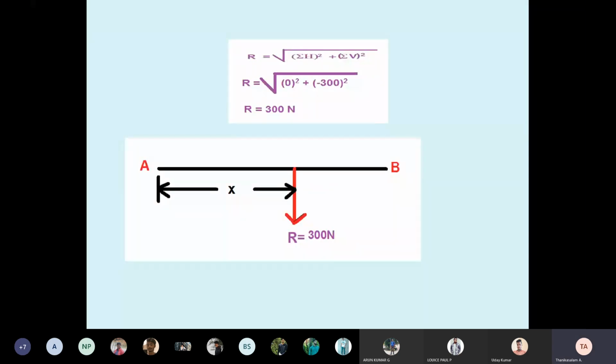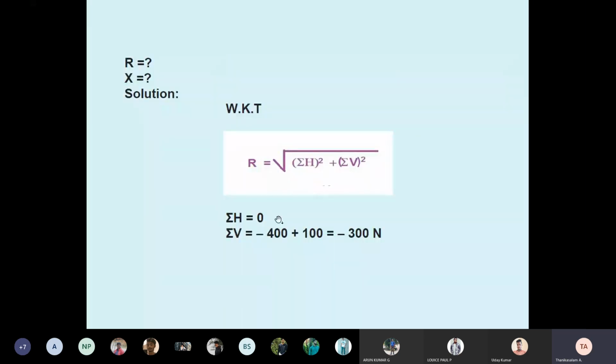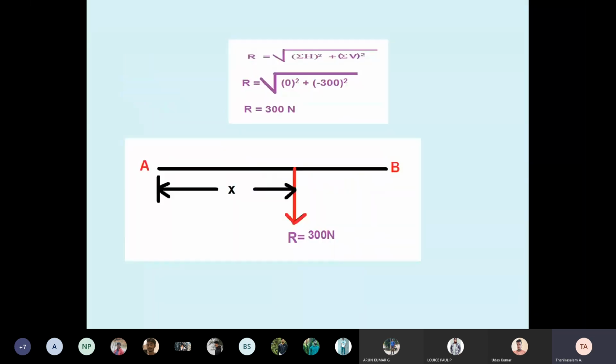So what is the resultant? Square root of summation H square plus summation V square. Summation H, there is no horizontal force, x is 0. Y is minus 300, whole square. So what is the final answer? R equals 300 Newton. Students understand, summation of H is 0, that is x is 0. Summation of V is minus 300, that is y is minus 300. Where is the resultant acting? As I told you in the previous problem, 0, minus 3, like that. So the resultant acts vertically downward. So I marked it.